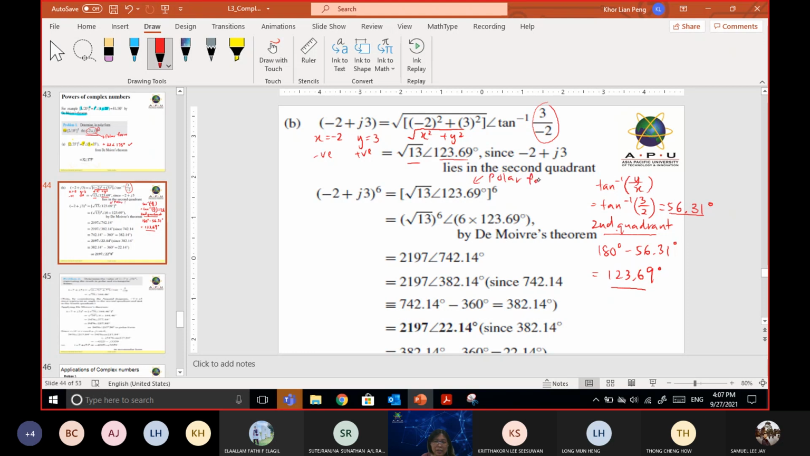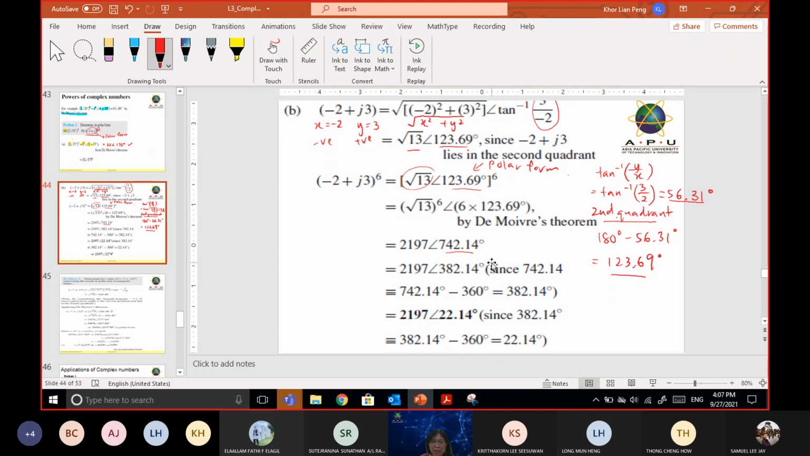Then you just calculate the power of 6. So for the r, you just take a power of 6. And then for the angle, you just multiply by 6. So for r power of 6, you get 2197. Then for the theta, 6 times 123.69, you get this answer.